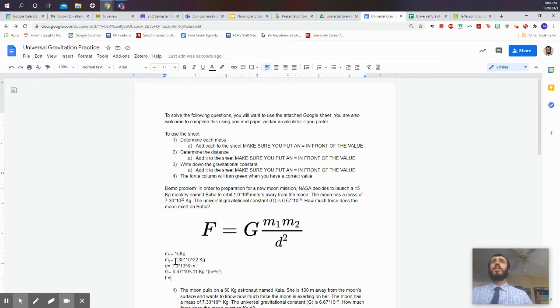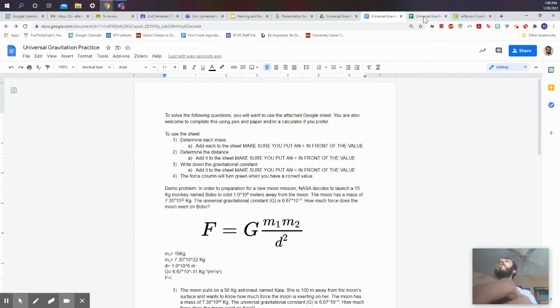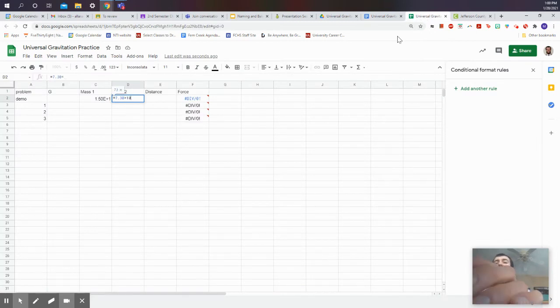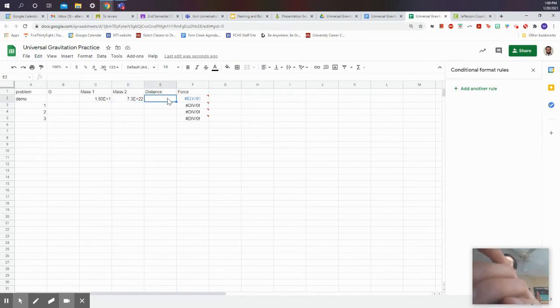So mass 2. It's 7.30 times 10 to the 22nd. And here's where it gets tricky. If you're going to use scientific notation, you have to actually type this equal sign in. So make sure you type that equal sign in right here. So it's 7.30 times 10 to the 22nd. Then it'll convert to computer scientific notation, that e in there. That's great. Now we've got to put in the distance. Our distance was 1.0 times 10 to the 6th, so we'll put in equals 1.0 times 10 to the 6th.